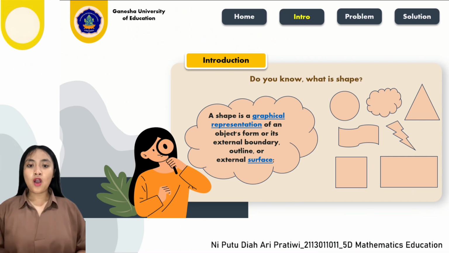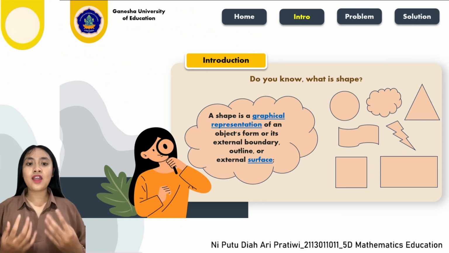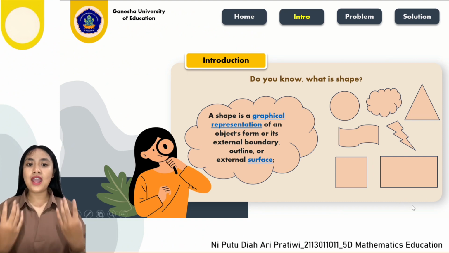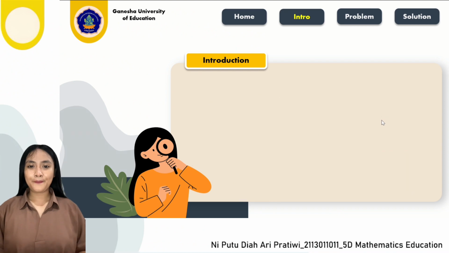The definition of a regular shape is that all the sides are equal and all the inside angles are equal. For the example is like square, equilateral triangle, circle, etc. Meanwhile, an irregular shape does not have equal sides or equal angles. For the example is like rectangle, isosceles triangle, and every shape that is not regular in shape. For the example is like this, and this.